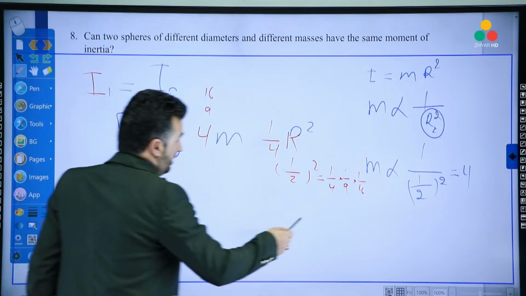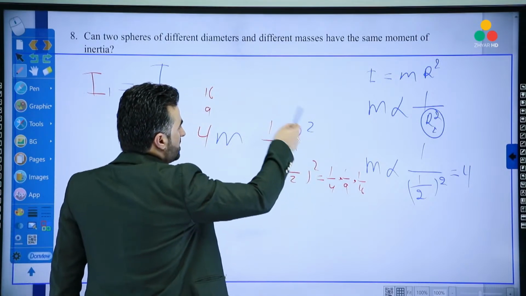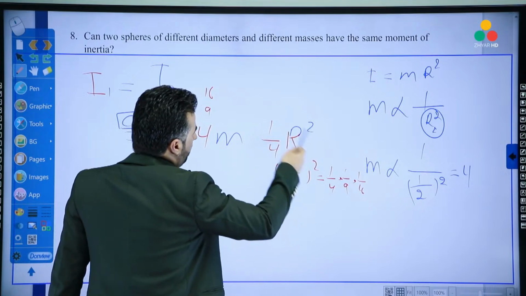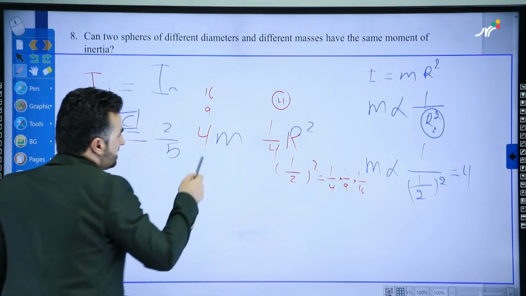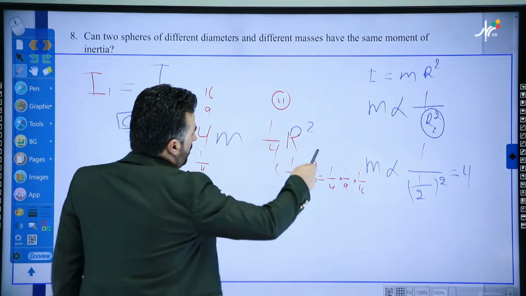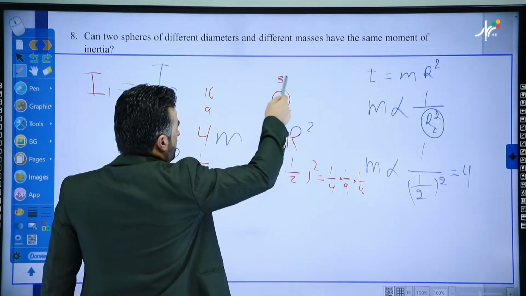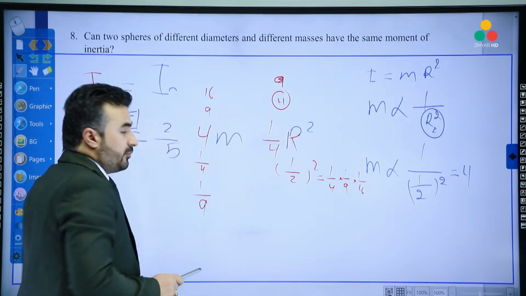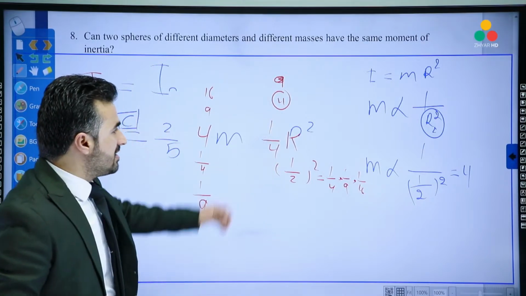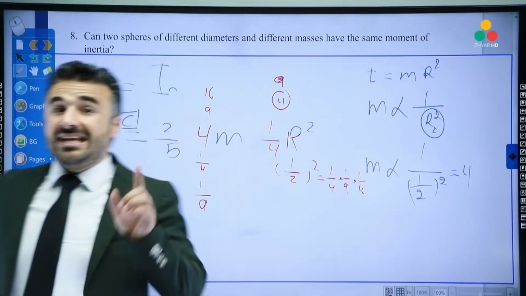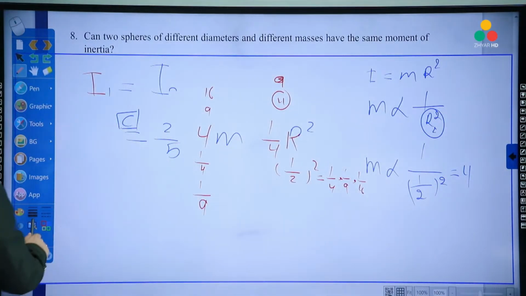If you do the reverse here, let's say the radius was bigger by a factor of 2, and 2 squared, of course, you know equals 4, then in this case, the mass has to be smaller by a factor of 1 over 4. If the radius was 3 times bigger, 3 squared, of course, we'll get 9, so the mass has to be smaller by a factor of 1 over 9. And this is how we can get 2 spheres of different masses and different diameters, yet the same moment of inertia.